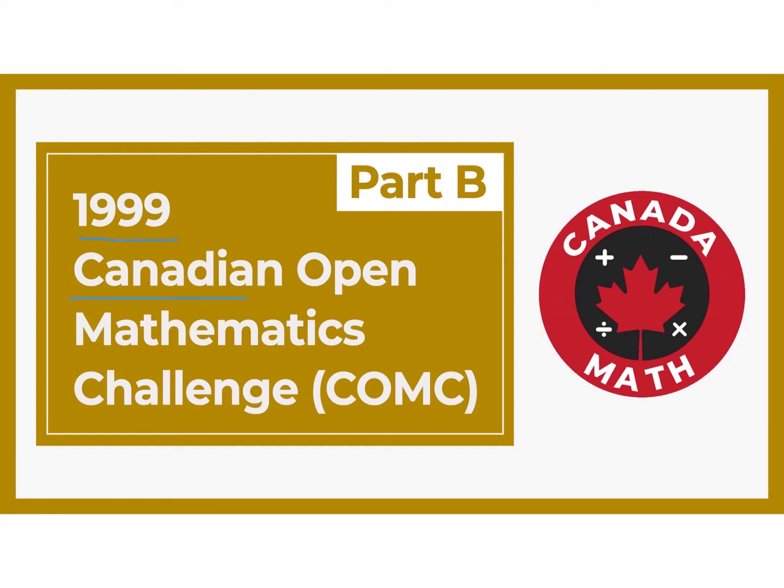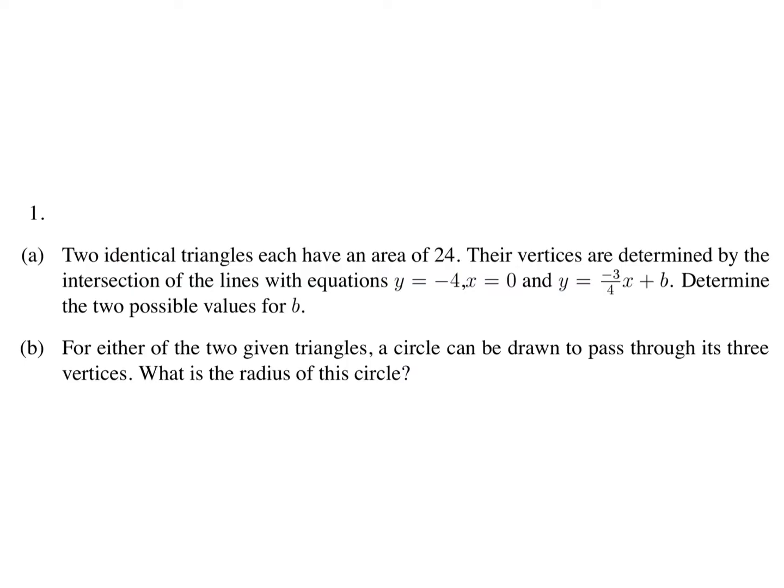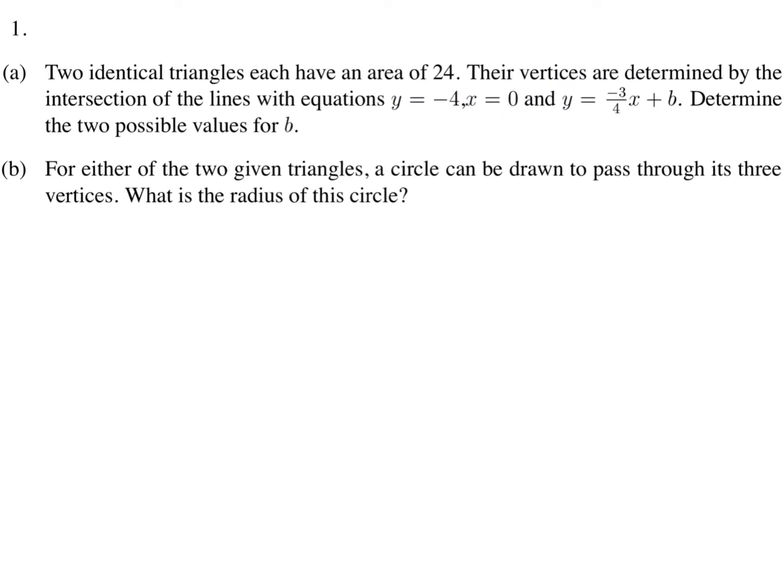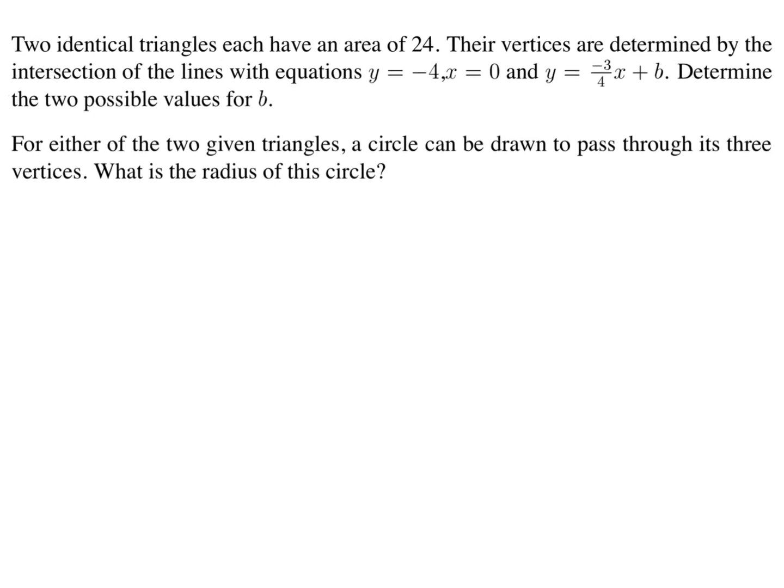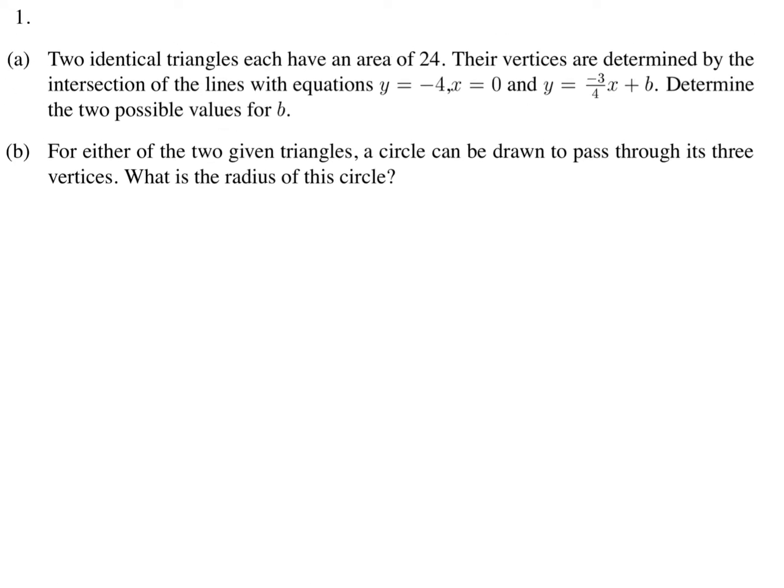1999 Canadian Open Mathematics Challenge, Part B. Two identical triangles each have an area of 24. Their vertices are determined by the intersection of the lines y equals -4, x equals 0, and y equals -3/4 x plus b. Determine the two possible values of b.